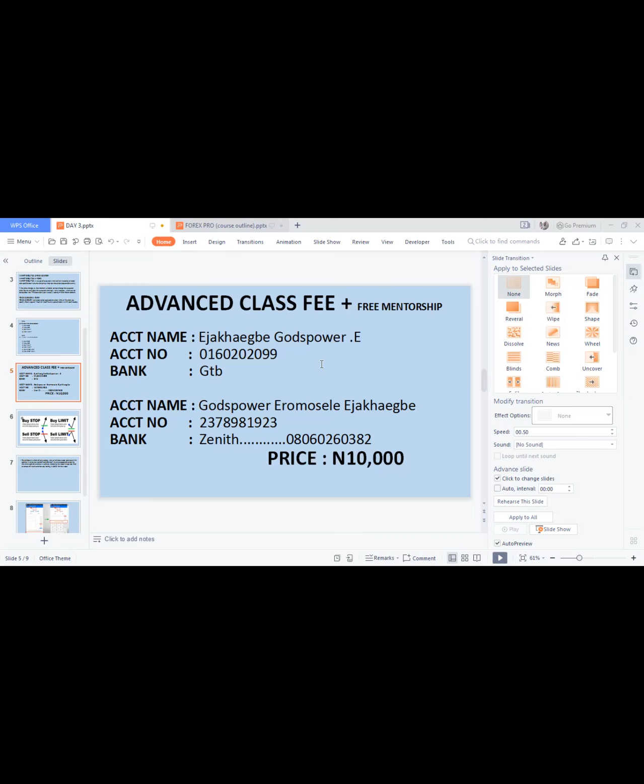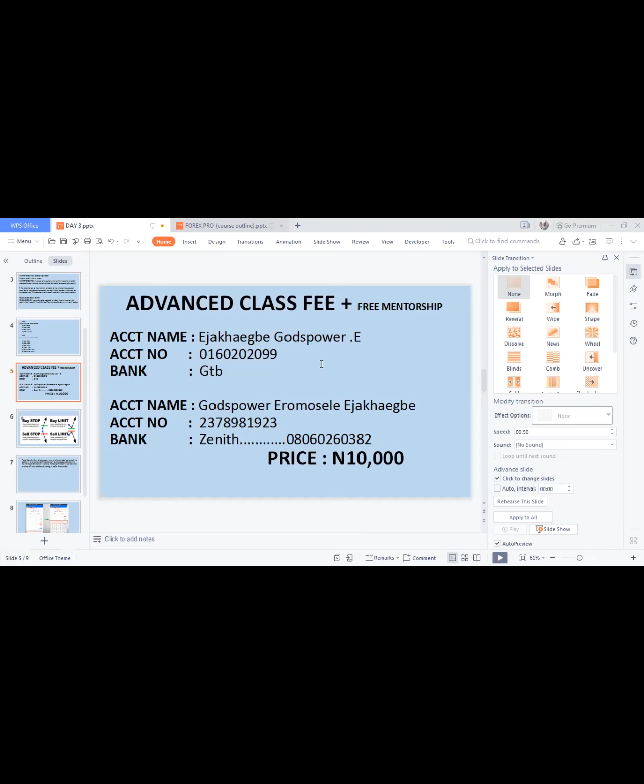Somebody might be asking, can I make part payment? Yes, you can make part payment. But this is how it goes. If you make part payment of 5K before Monday, you are expected to balance up before the upcoming Monday. If the balance is not made before then, I will take you off the class.